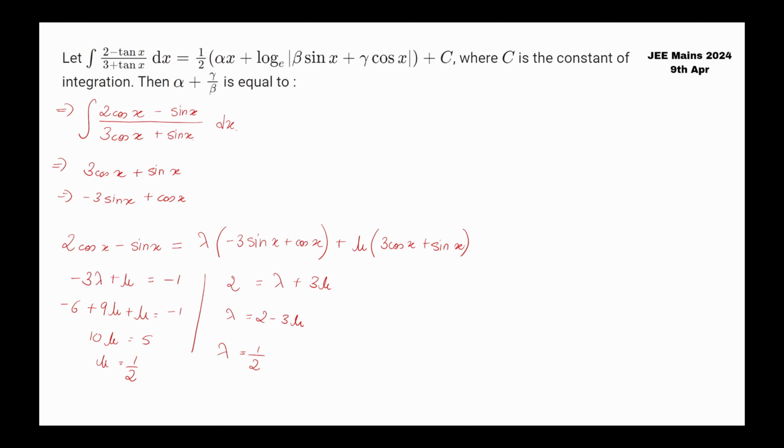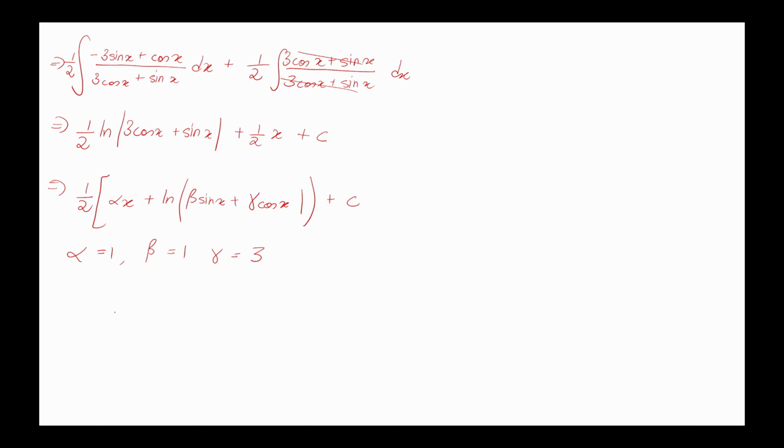Now what have they asked us? I need to find out (alpha plus gamma) by beta. So this would be equal to (1 plus 3) by 1, which would be equal to 4. So this is the answer that I'm getting.